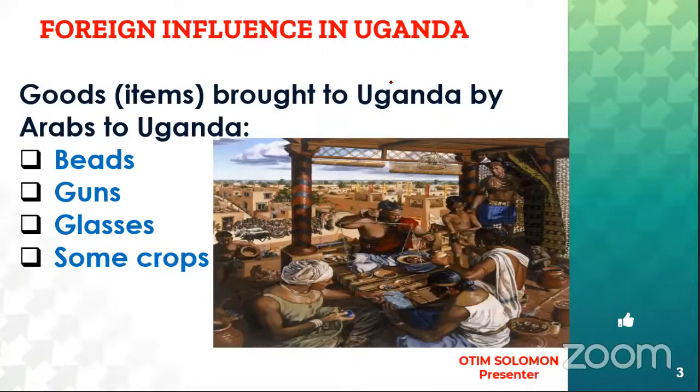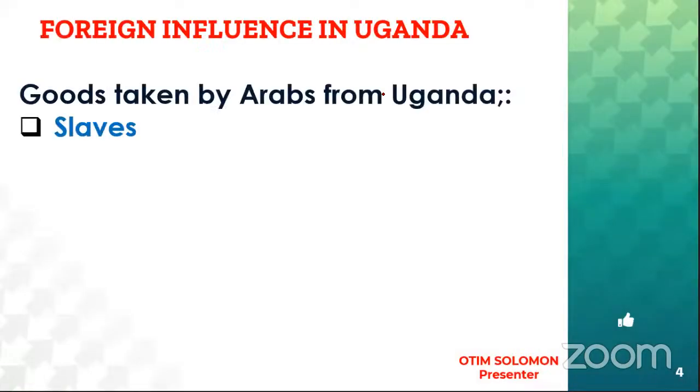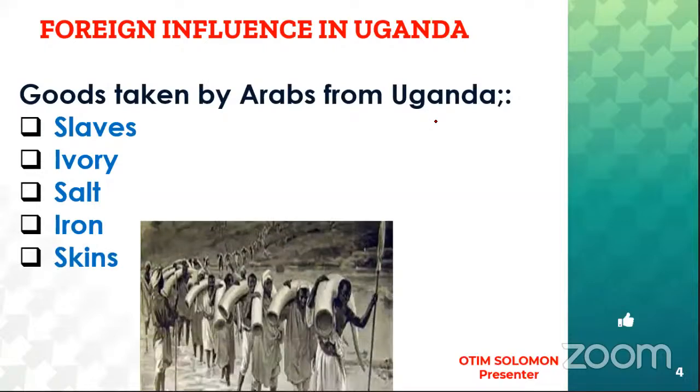So those are the items of interest that they took from Uganda. Goods taken by Arabs from Uganda. The first one is slaves. Then somebody mentioned ivory. Now we also had salt. Salt from Bunyoro. Okay? Salt from Bunyoro. It was mined and carried by the porters up to the coast. Then we had iron, and then we have skins and hides.